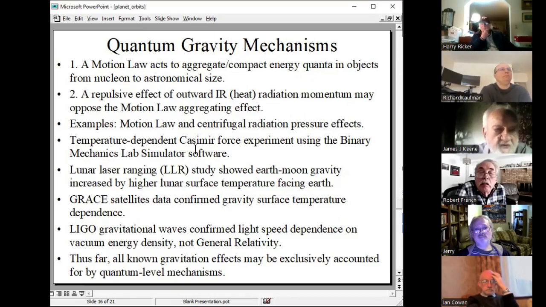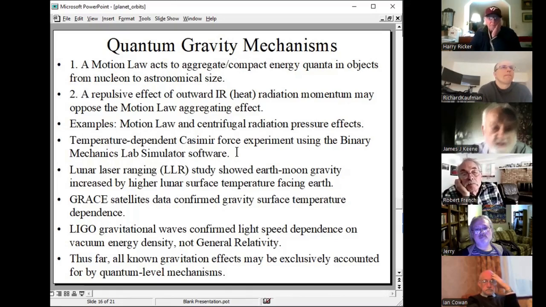I worked with the temperature-dependent Casimir force experiment using the Binary Mechanics Lab simulator software to show that that is temperature-dependent, okay? And temperature, when you raise it, increases the density of energy around the object. Between two objects that are both radiating, where will be the greatest energy density? Between them. So they'll be attracted to each other according to the law of motion. It's that simple. This is not a very complex idea.